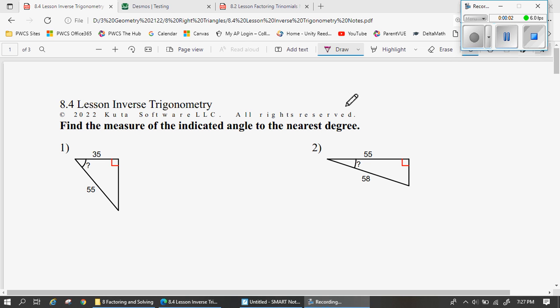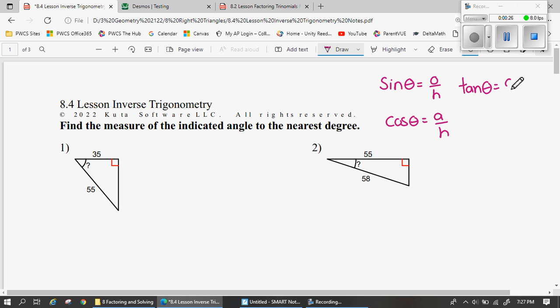Hey y'all, today we're going to talk more about trigonometry, and I just want to remind you of our three trig ratios that we also call trig functions. Remember, we had the sine of an angle, and that was equal to the opposite side over the hypotenuse. Cosine of an angle, that was equal to the adjacent side over the hypotenuse. And tangent of an angle, that was equal to the opposite side over the adjacent.